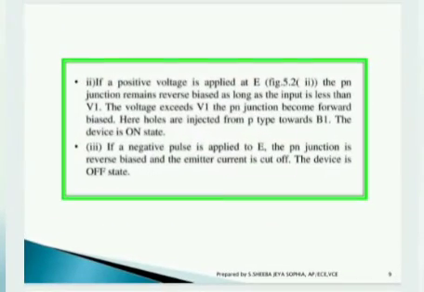If a positive voltage is applied at E, that is the emitter, the PN junction remains reverse biased as long as the input is less than V1. When this voltage exceeds V1, the PN junction becomes forward biased. Here, holes are injected from P-type towards B1. The device goes into the on state in this condition. If a negative pulse is applied to the emitter E, the PN junction is reverse biased and the emitter current is cut off, and the device remains in the off state.